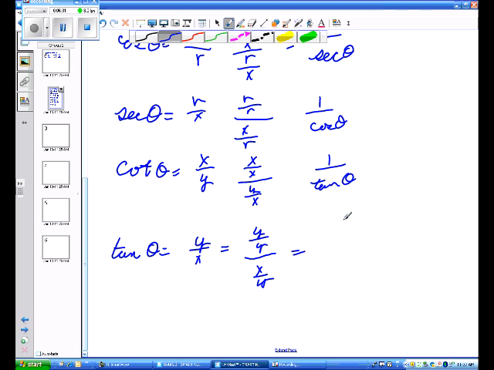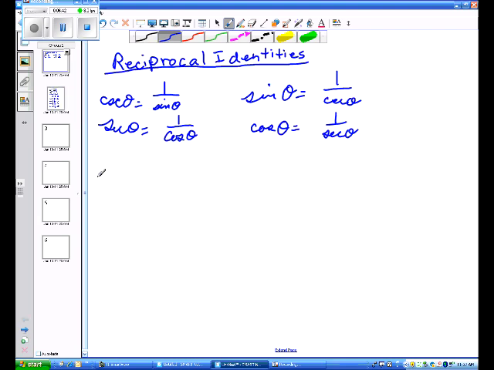And so we end up with 1 over x over y, and x over y is cotangent. So these are what we call our reciprocal functions. And we will put here then that the cotangent is equal to 1 over the tangent. And then that also means that the tangent is equal to 1 over the cotangent.